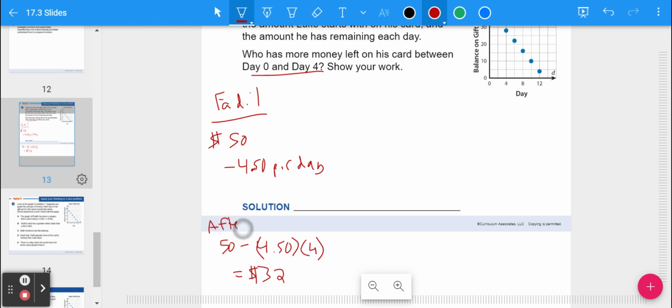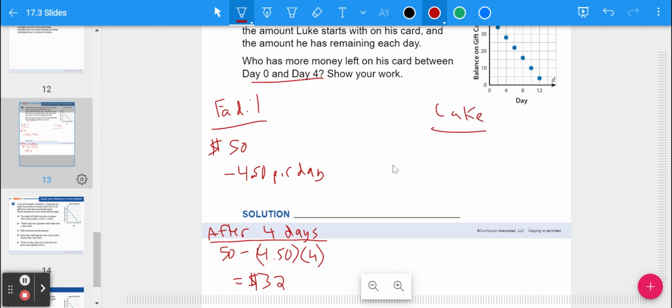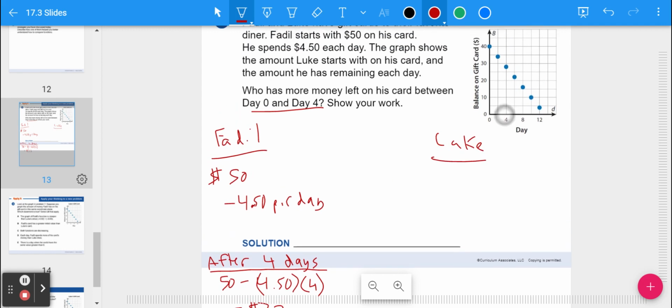after 4 days. Whereas Luke, you can look at the graph and at 4 days, we go up here. After 4 days, it says about, what is that? $25, $28, we'll say. It's definitely under 30. So who has more money left? The answer for that one is Fadil does.